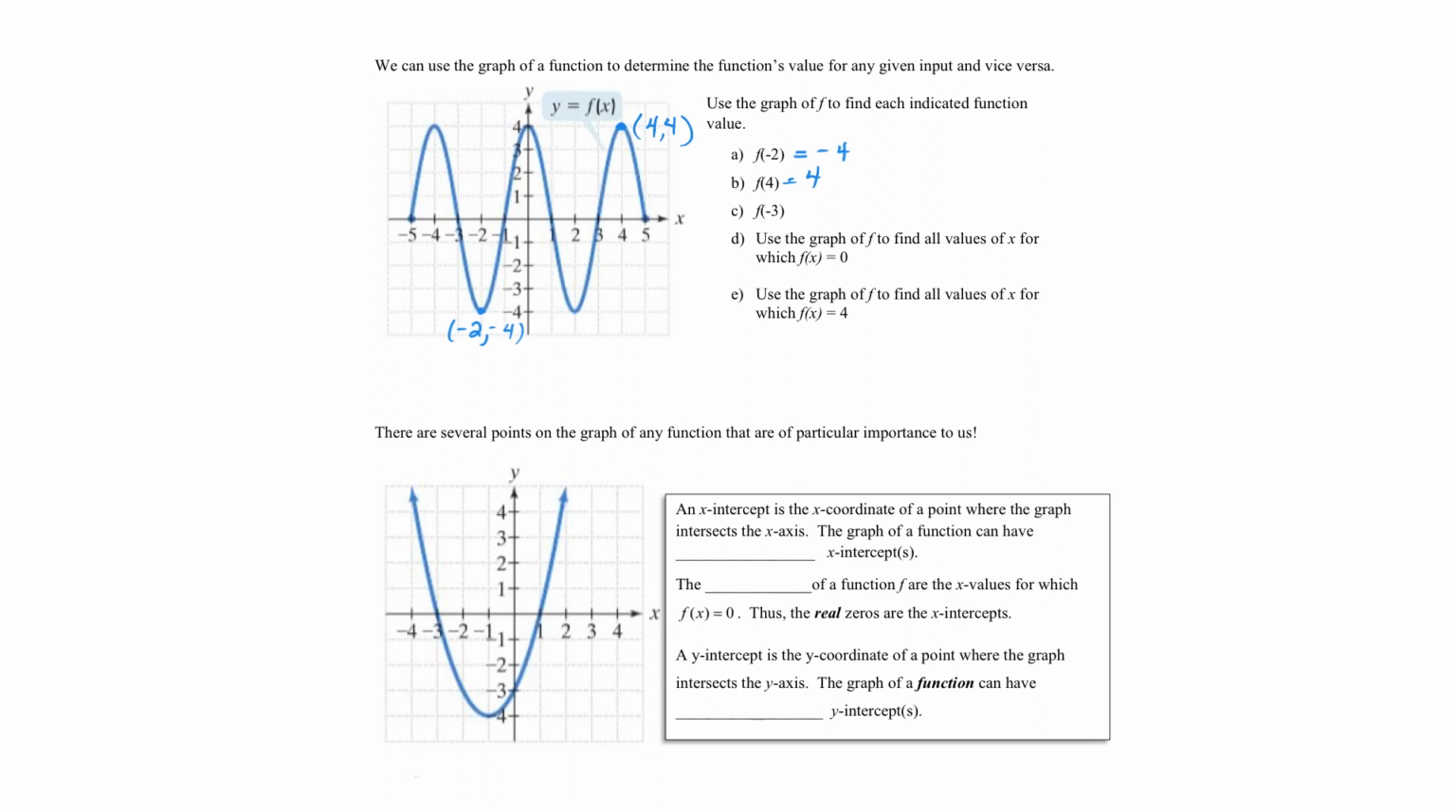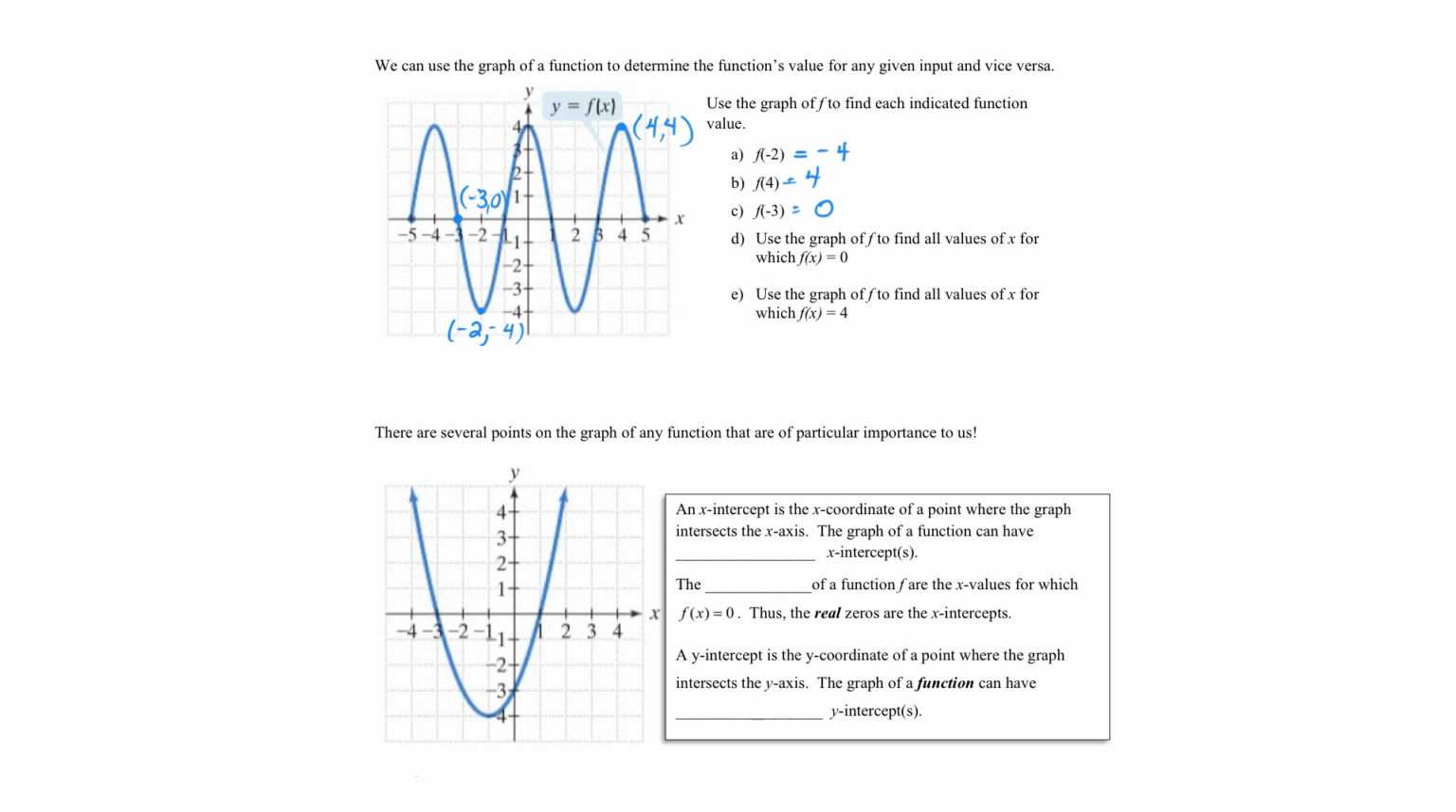f of negative 3, so starting at 0 and going to x value of negative 3, what's the y value there? 0. So f of negative 3 is equal to 0. Basically, what you're doing with these kinds of problems is they're giving you the x-coordinate. You find that point that has that x-coordinate, and there'll be only one, because we're talking about a function. And then you tell what the y value is.